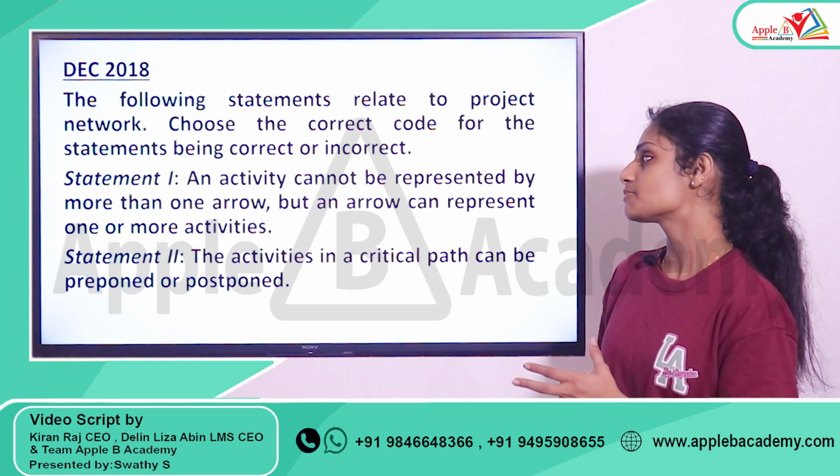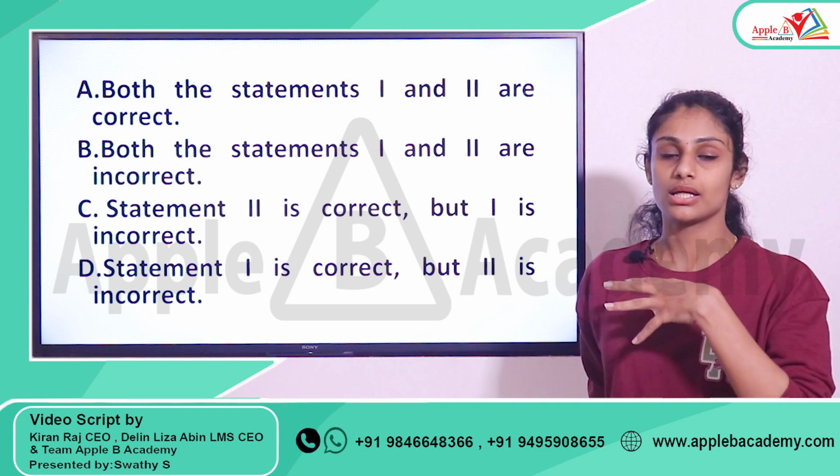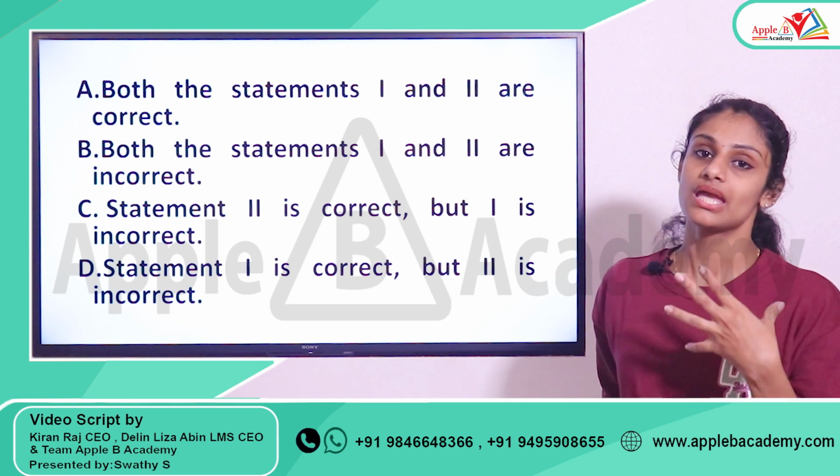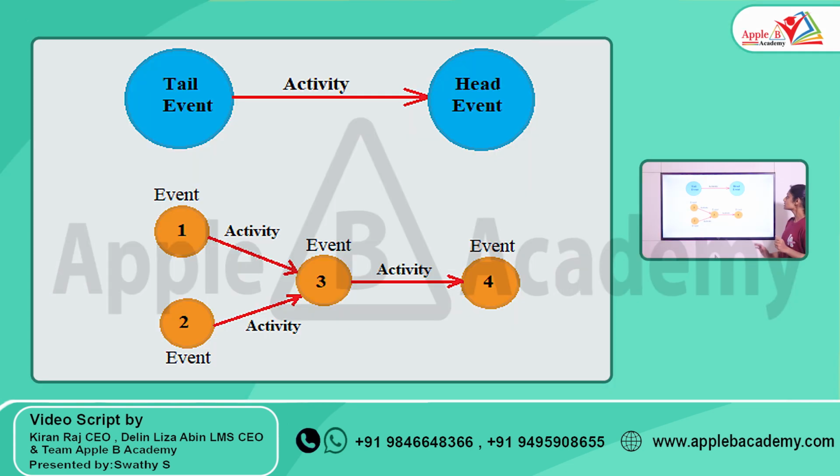To answer this question, you should know about critical activities and how we represent an activity and an event. In this diagram you can see how we represent an activity or event. An event is written in a circle, and two events are connected by an activity with an arrow, from tail event to head event.